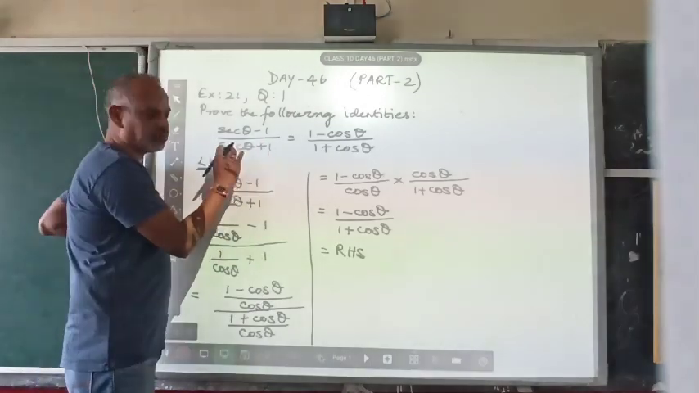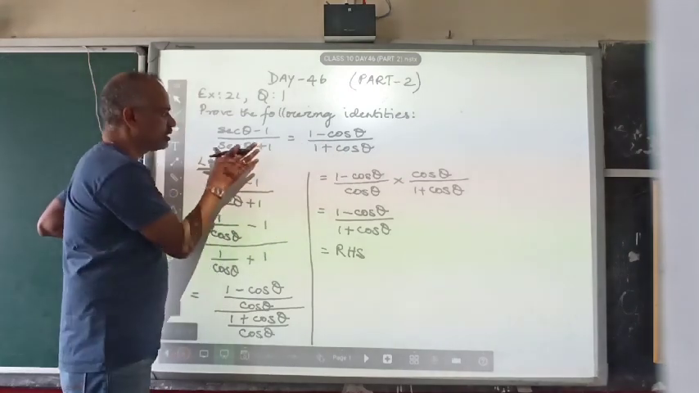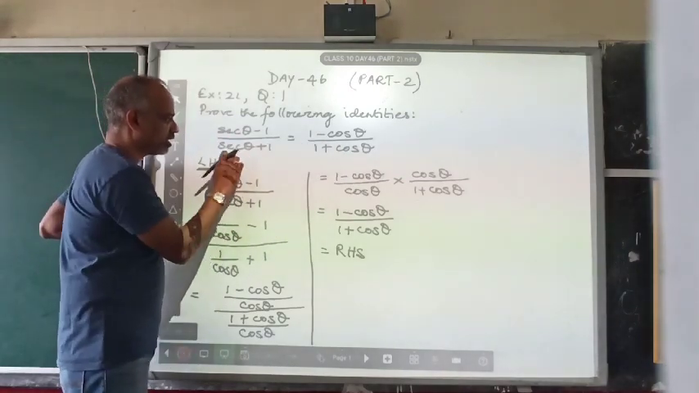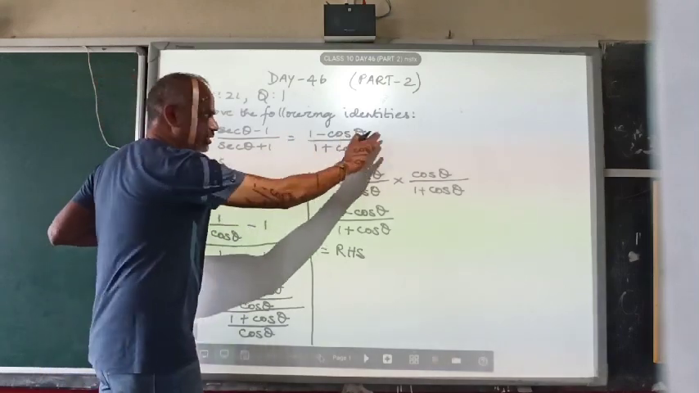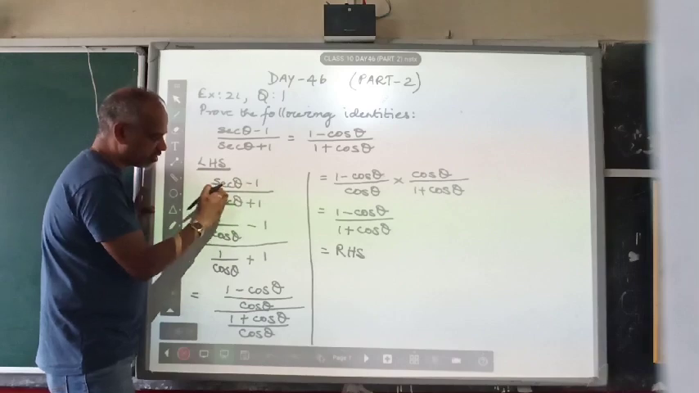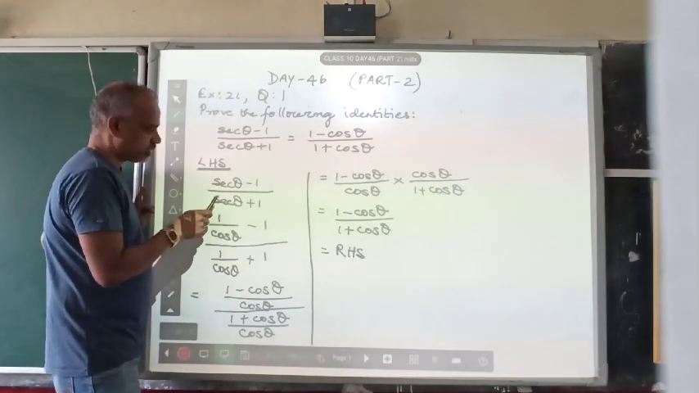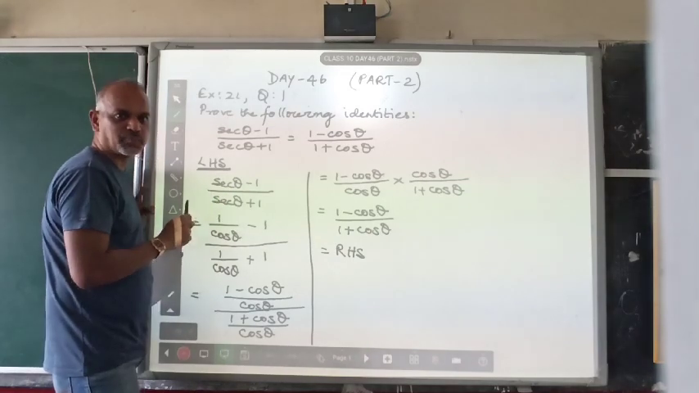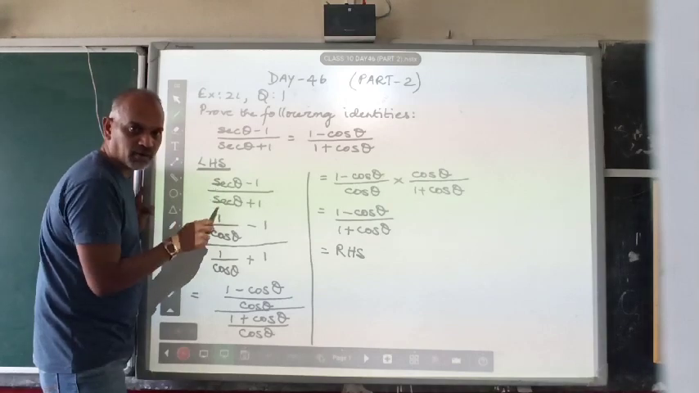So, we will start with one of the sides. That's only the left hand side I have written. No need to copy both sides. The left hand side is secant theta minus 1 by secant theta plus 1. I have not written the right hand side. We are going to get the right hand side. Now, if you look at the trigonometric ratio that is here, in both numerator and denominator, you have a secant. Secant is actually reciprocal of cos. So, secant theta can be written as 1 by cos theta.